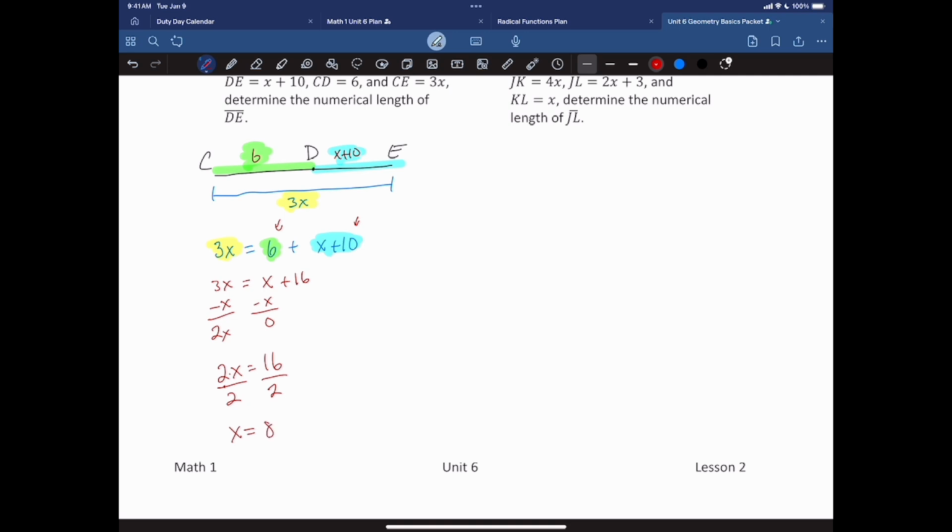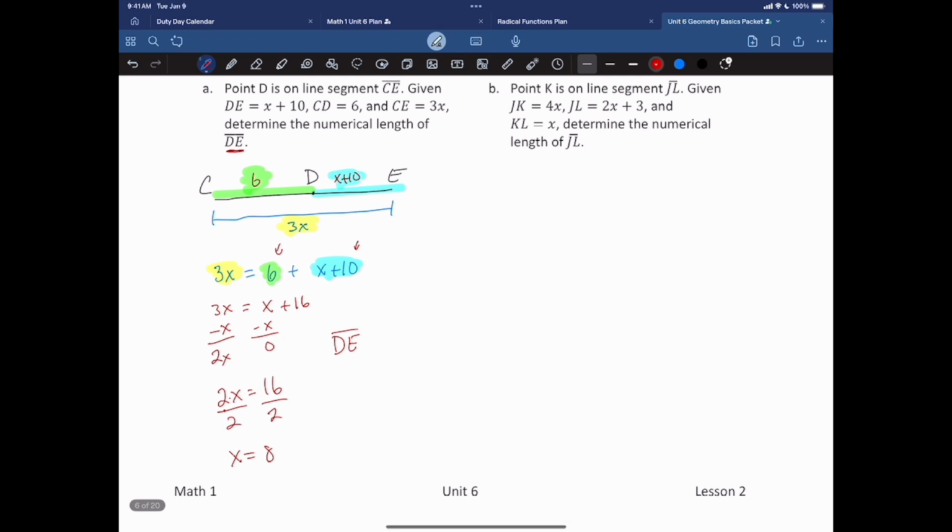That is not my answer. We need DE, right? So DE, if we look back to what we were told, DE is right here. So we're going to do x plus 10. I'm going to take this 8 and plug it in for x now. So we get 8 plus 10. DE is equal to 18.